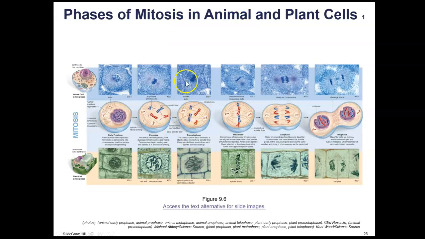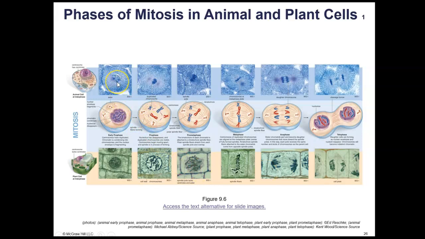Here's a picture. The top shows microscope images of mitosis happening in animal cells. And then the bottom set is microscope images of mitosis happening in plant cells. What you see happening with the chromosomes is the same. The only difference is cytokinesis is different in animal cells and plant cells. So let's look at early prophase and then prophase.